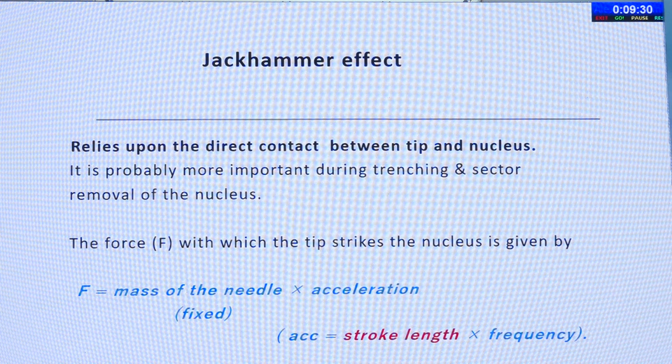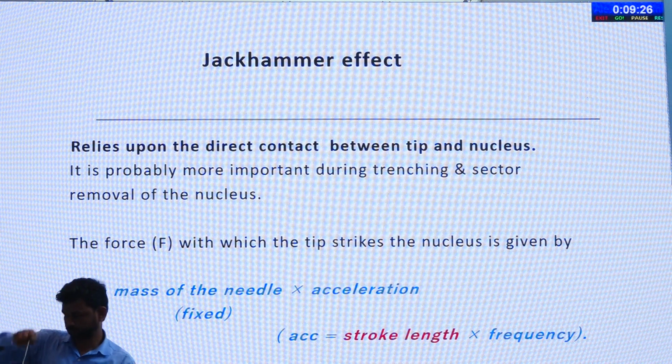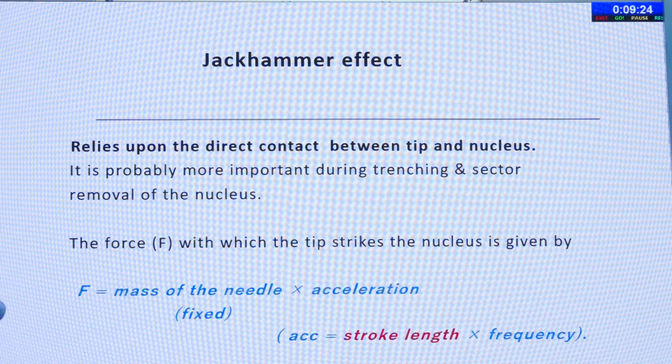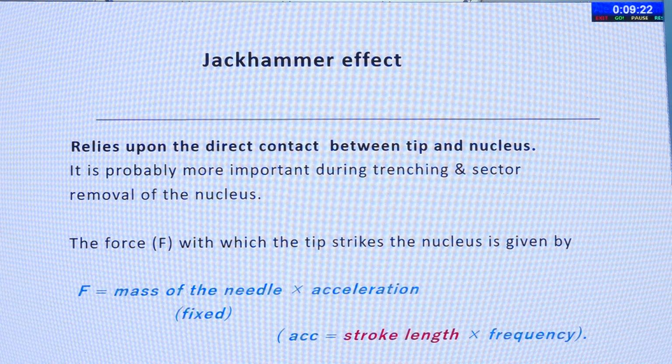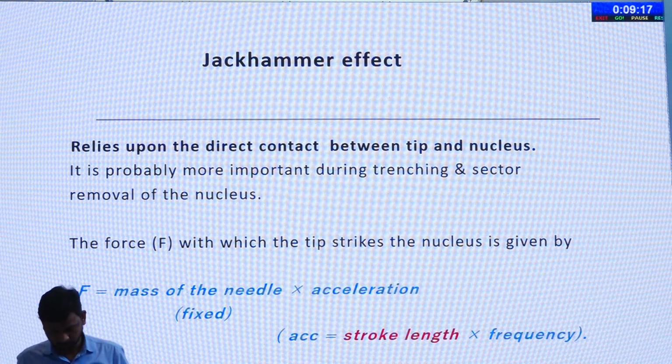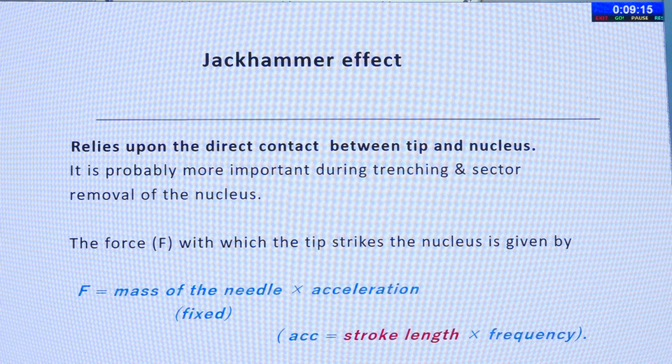Now the jackhammer effect, as we know, depends on the contact of the tip and the nucleus. So it becomes very important that the hold is good. Only then does the jackhammer effect function. And the force with which the tip actually strikes the nucleus is given by the formula mass of the needle, which is fixed for us, and acceleration.